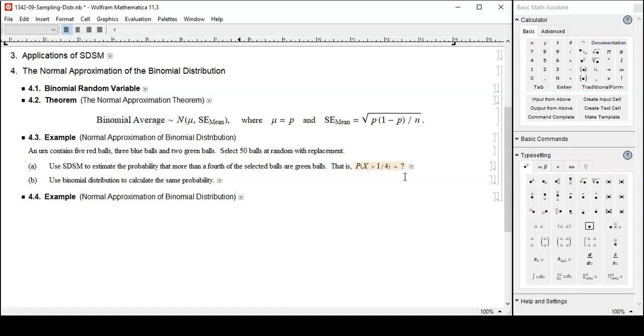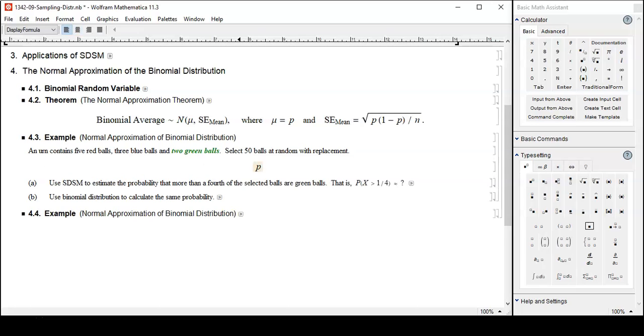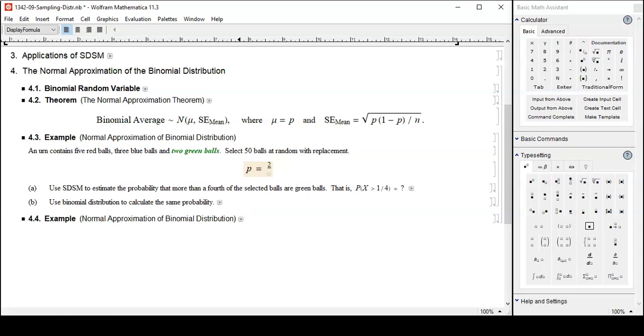Now, what is the success probability? Well, we are talking about how many green balls. So 2 green balls, that's the important part, and everything else is just non-green. So the probability P is 2/10, right? And then repetition, we have 50 repetitions. And then we can apply this.